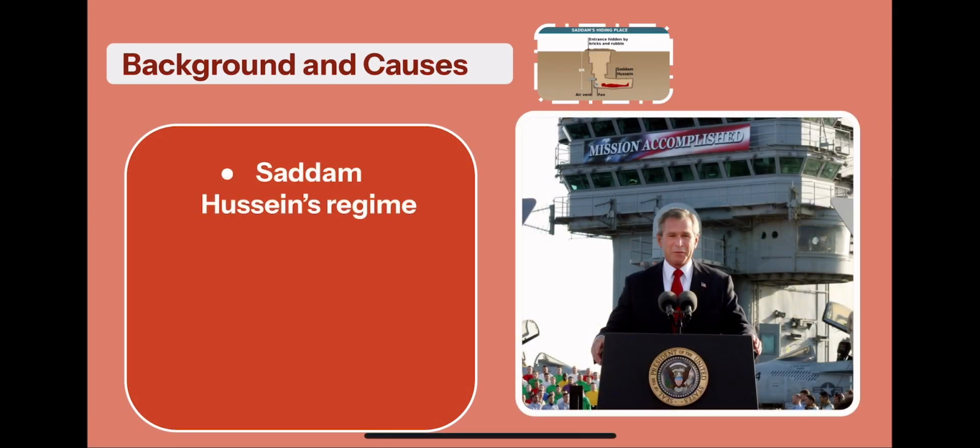Background and causes. The roots of the Iraq War started with Saddam Hussein's brutal regime. He had been in power since the late 1970s, ruling Iraq through fear, violence, and military control. After the Gulf War in 1991, Iraq faced strict UN sanctions and weapons inspections, but Saddam often refused to fully cooperate. These post-Gulf War tensions set the stage.